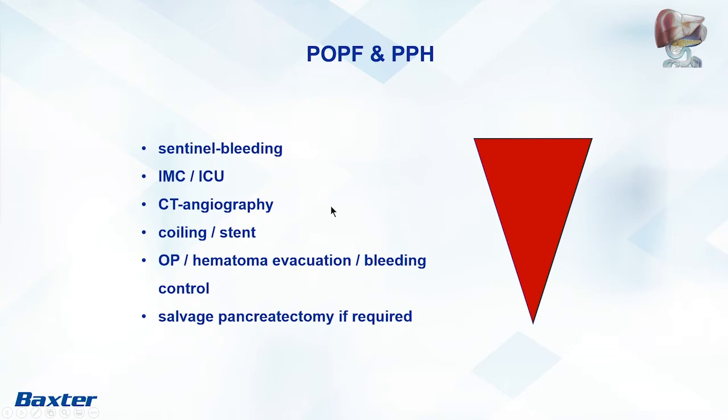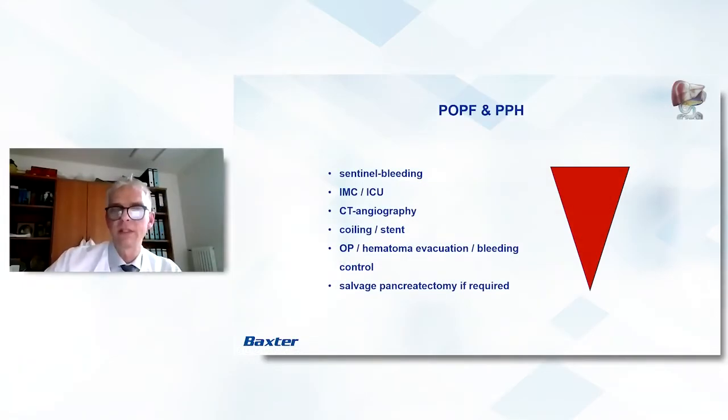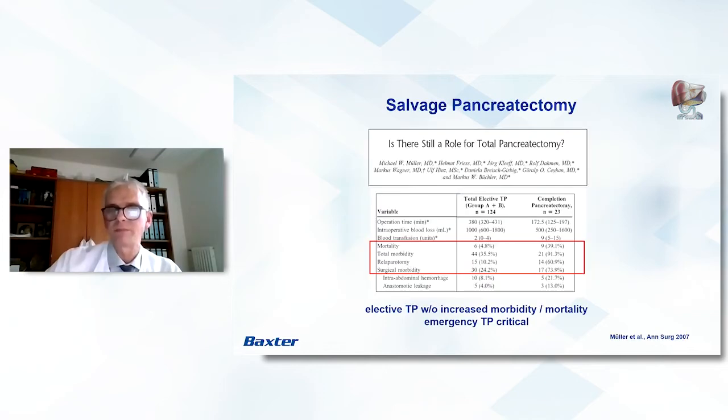Sentinel bleeding, go for the ICU, do the CT scan, do coiling or stenting. If necessary, go to the OR for hematoma evacuation. And if required, in very severe fistulas, maybe salvage pancreatectomy.